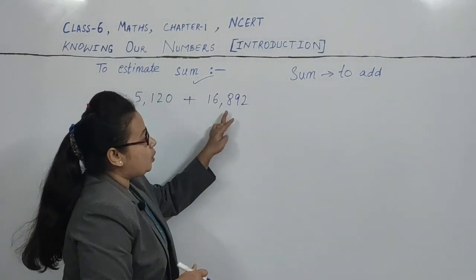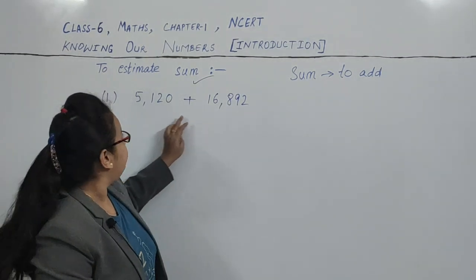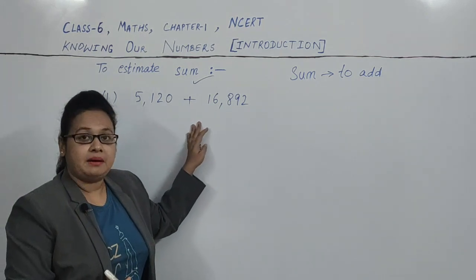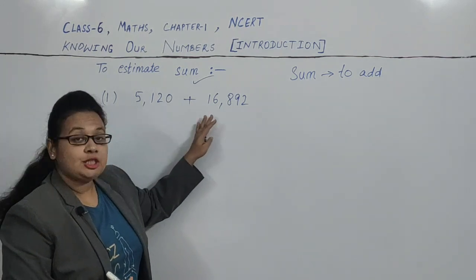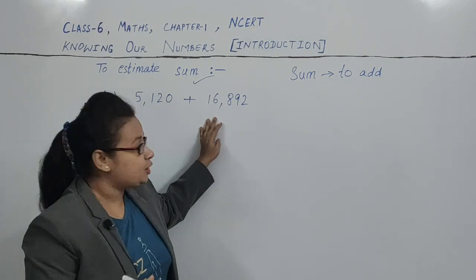$5,120 plus 16,892. We have to estimate the sum. We don't have to find the actual sum of these two numbers. What will be the actual sum?